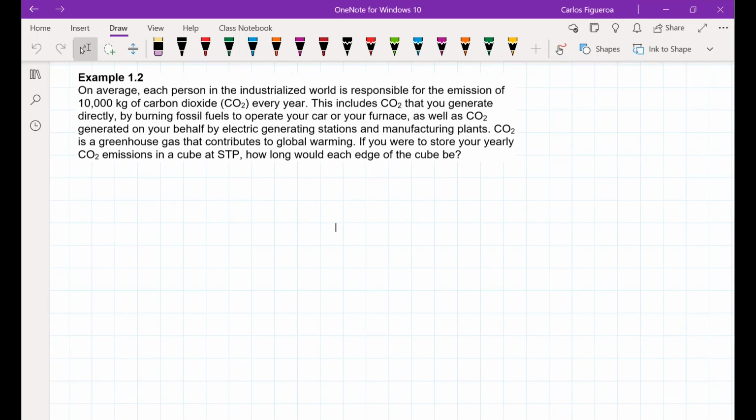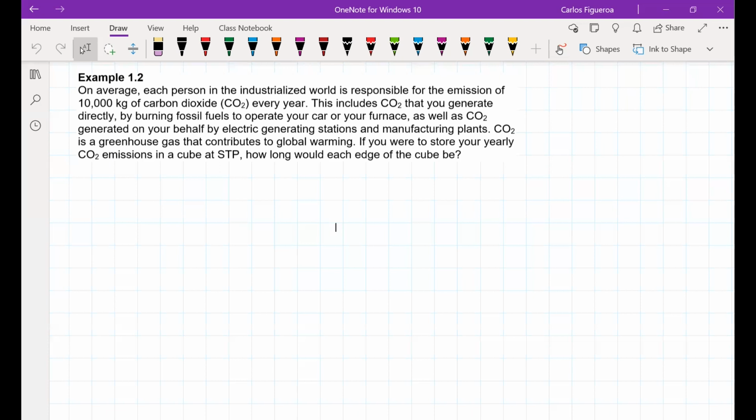Example 1.2. On average, each person in the industrialized world is responsible for the emission of 10,000 kilograms of carbon dioxide every year. This includes CO2 that you generate directly by burning fossil fuels to operate your car or your furnace, as well as CO2 generated on your behalf by electric generating stations and manufacturing plants. CO2 is a greenhouse gas that contributes to global warming.